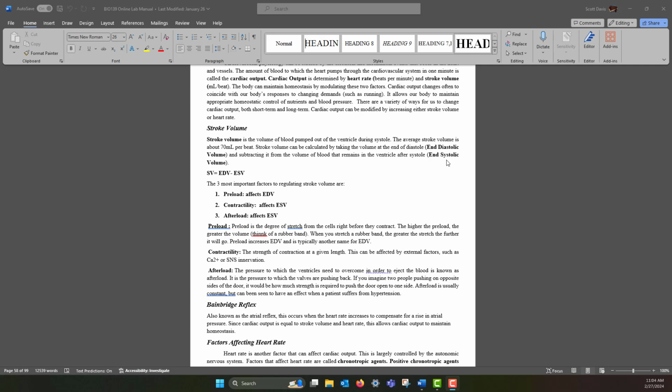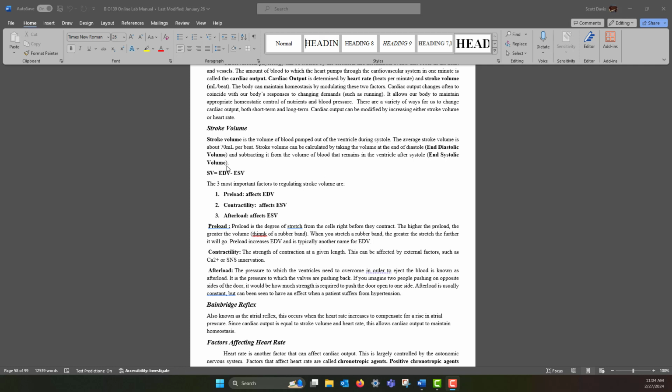The end systolic volume, ESV, is the volume of blood remaining in a ventricle at the end of systole. So a way to think about that is after the ventricles squeeze and eject their blood, the volume of blood that is left, because the heart does not eject all of the blood from the ventricles. There is some blood left in the ventricles when they contract.